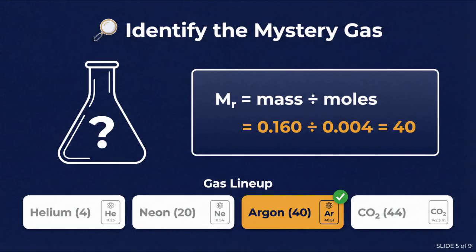It's argon. Not helium at 4, not neon at 20, not carbon dioxide at 44. Argon at exactly 40. How do we know it's not carbon dioxide? That's close to 40, isn't it? Good thinking. But carbon dioxide has a relative molecular mass of 44, not 40. In chemistry, precision matters. 40 matches argon perfectly. Always compare your calculated value with known molar masses.